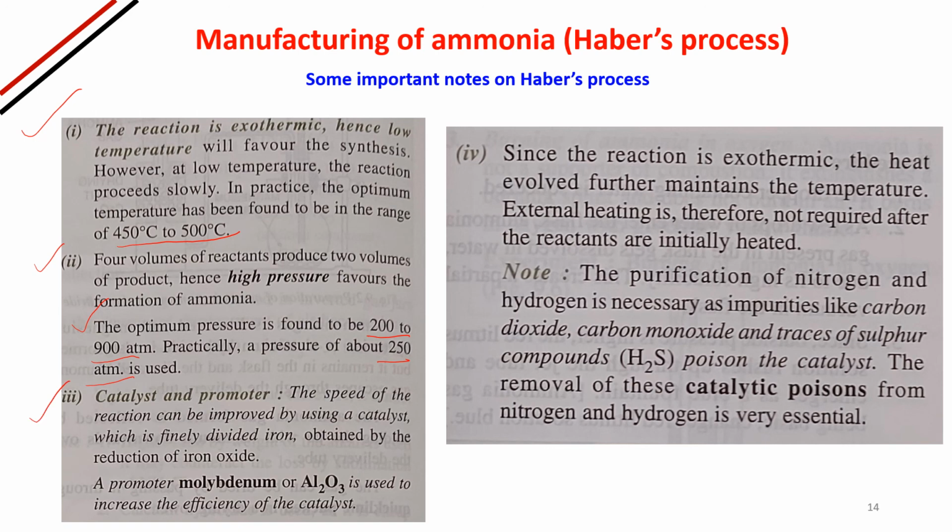Third is catalyst and promoter. The speed of the reaction can be improved by using a catalyst, which is finely divided iron, that can be obtained by the reduction of iron oxide. A promoter, molybdenum or aluminum oxide, is used to increase the efficiency of the catalyst.